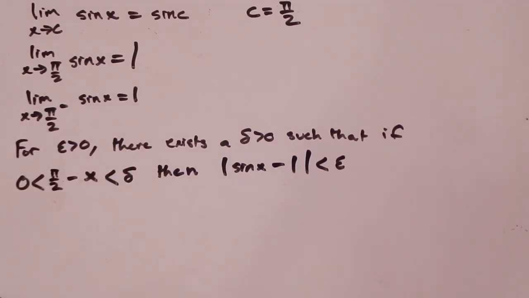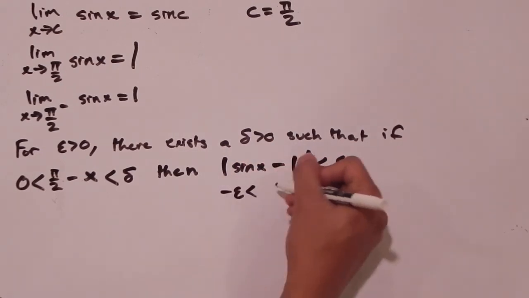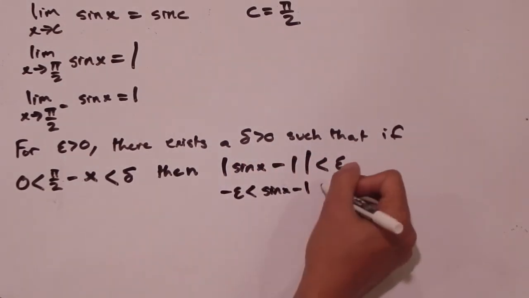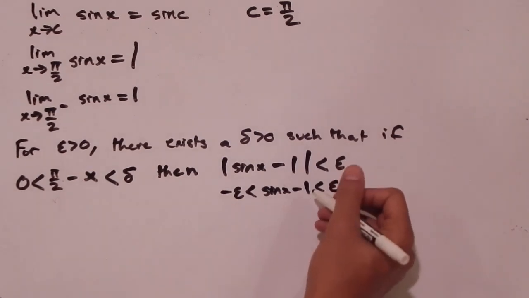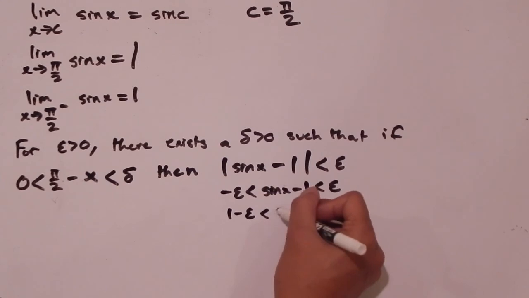So let's go ahead, let's try and prove this. We're going to mess around right here with this like we have done before. And we're just going to math through it, solve for x. We're going to get 1 minus epsilon less than sine of x.